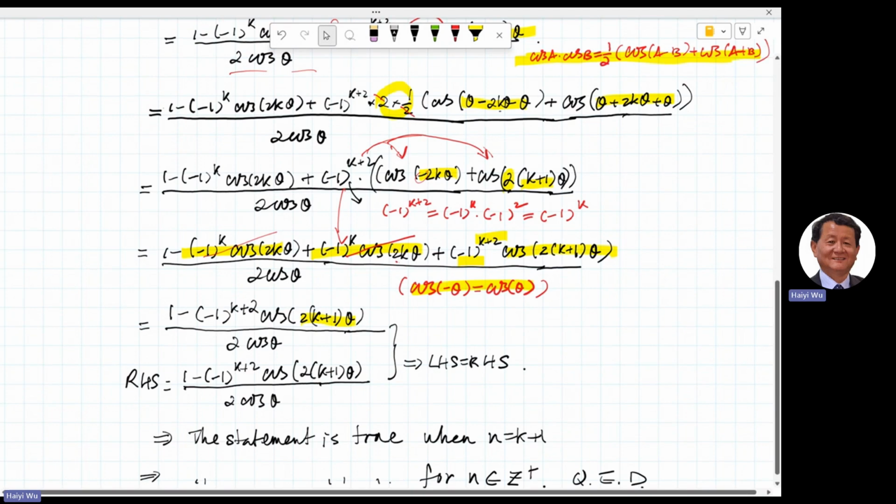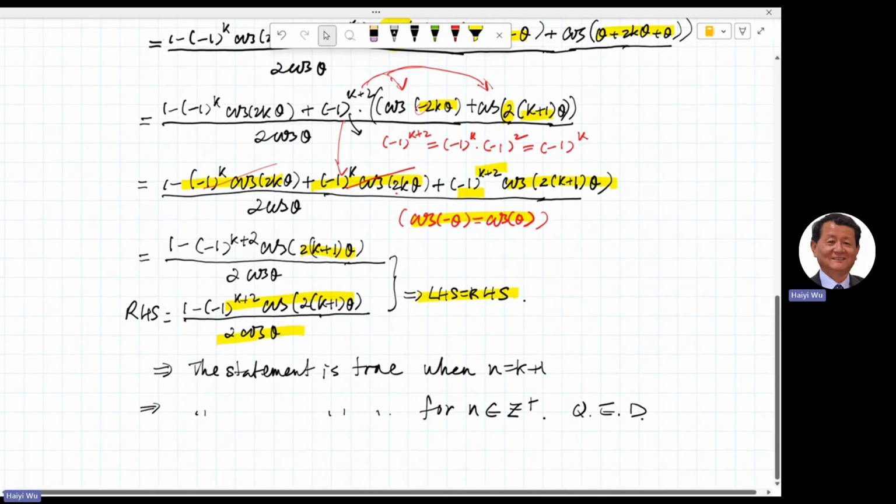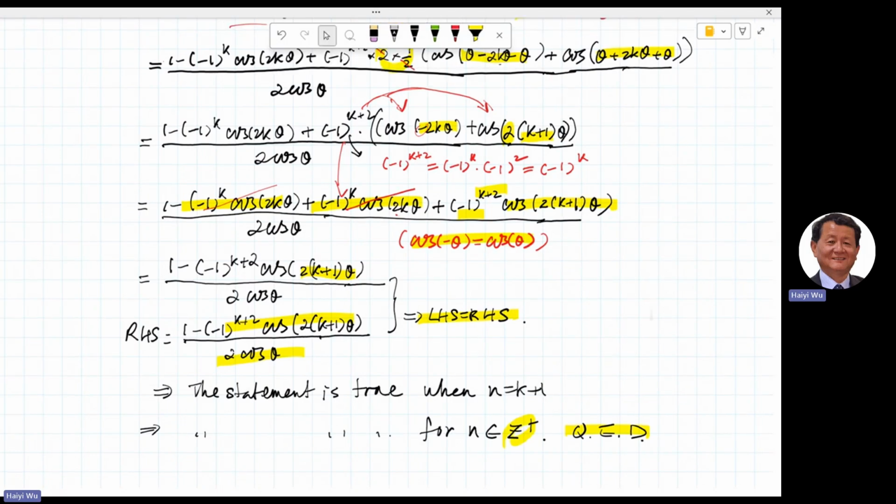Now that's exactly what the right-hand side should be when n equals k plus 1. Therefore, left equals right, and the statement is true when n equals k plus 1. So the statement is true for n equal to any positive integer. So the statement is true, QED.